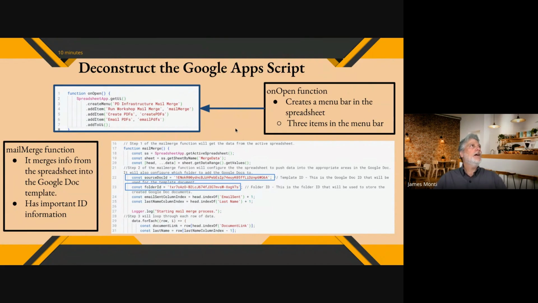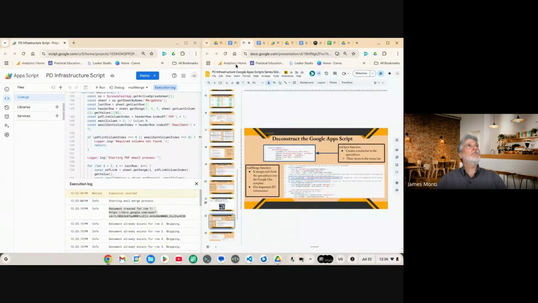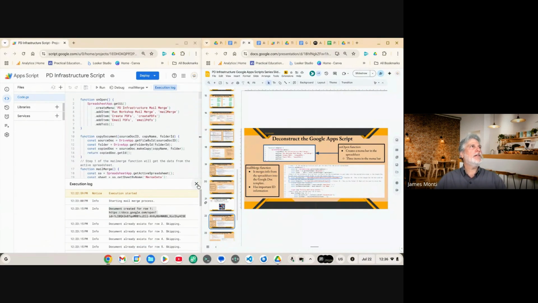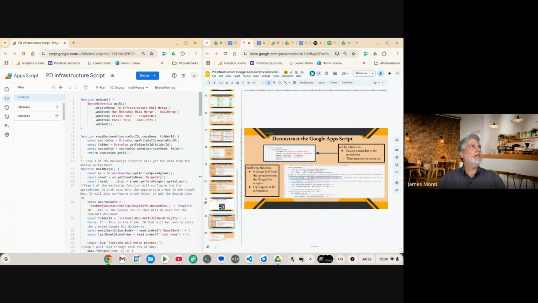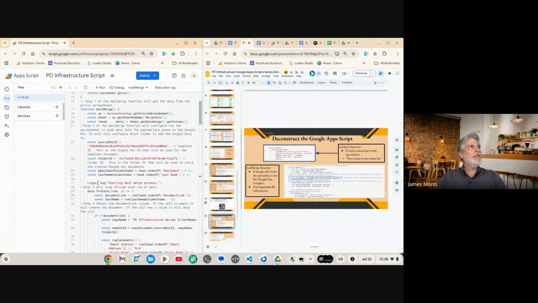So I'll first show you the function on open, and that's this function right here. I've already alluded to it a few times. Here's my script. I'll go up to the very top of it. I'm going to close the execution log here. I'll talk about a couple of things with this first script, and then I'll also talk a little bit about where you see logger.log in some of the areas.